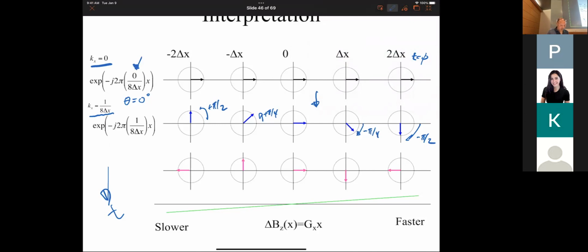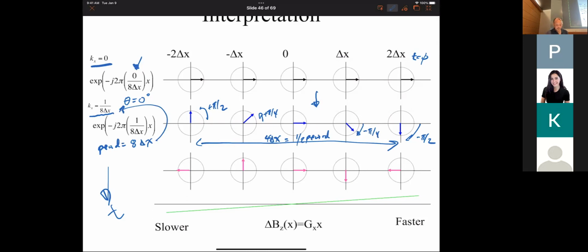If I look at this spin here, this spin is pointing exactly the opposite of this spin, right? So that's half a period. This distance here from here to here is 4 delta x, and that's equal to half a period. So we know that the full period here would be 8 delta x, and that exactly corresponds to my spatial frequency 1 over 8 delta x.